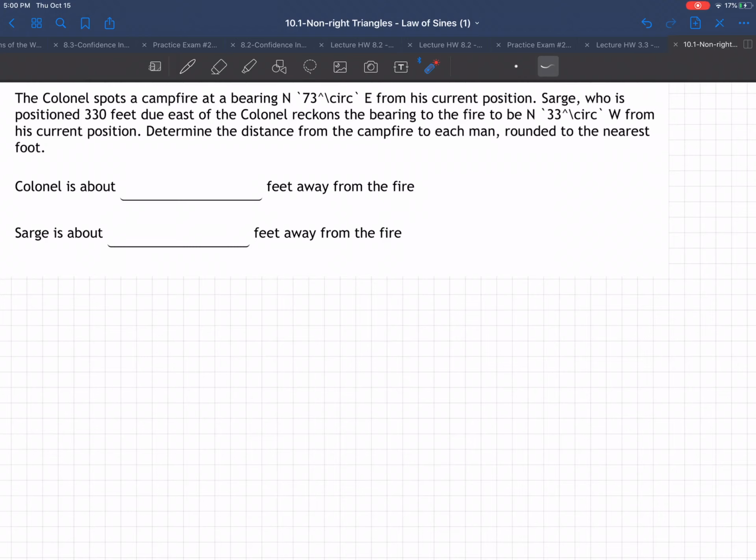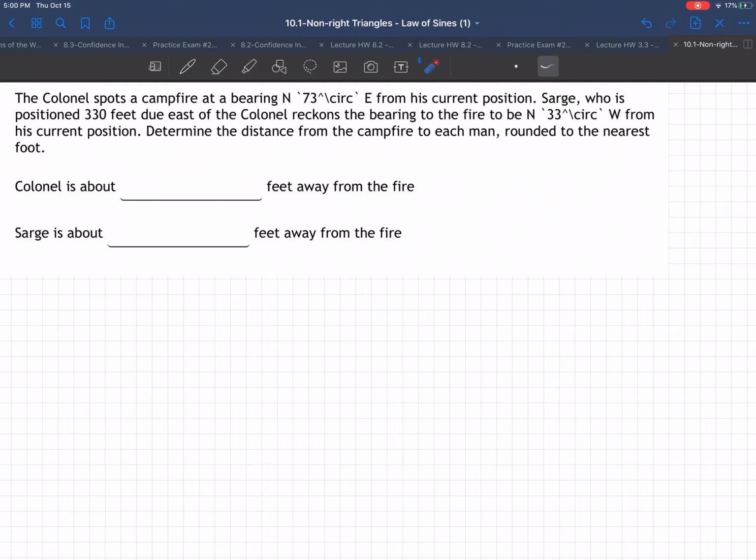Here's an example where we're going to triangulate a fire. The colonel spots a campfire at a bearing north 73 degrees east from his current position. Sarge, who is positioned 330 feet due east of the colonel, reckons the bearing to the fire to be north 33 degrees west from his current position. Determine the distance from the campfire to each man rounded to the nearest foot.